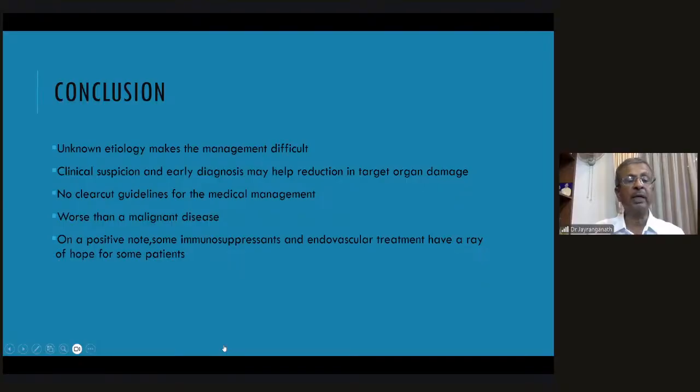To conclude, unknown etiology makes the management extremely difficult. Clinical suspicion and early diagnosis may help reduce target organ damage. There are no clear-cut guidelines even till today for the medical management. It is worse than a malignant disease; for the majority of malignant diseases we have treatment, and they can have a remission, while here, no remission. On a positive note, some immunosuppressants and endovascular treatment give a ray of hope for some patients at least. Thank you very much.